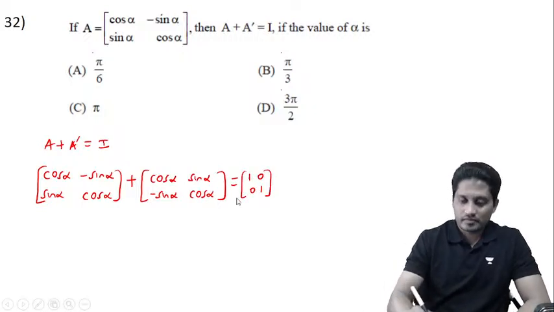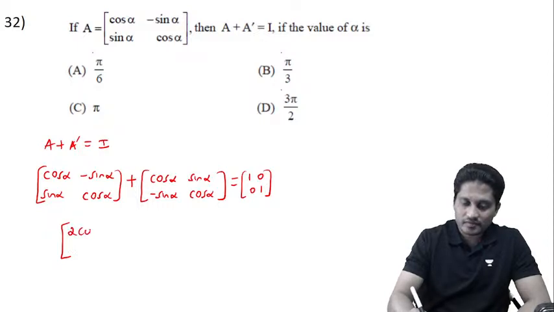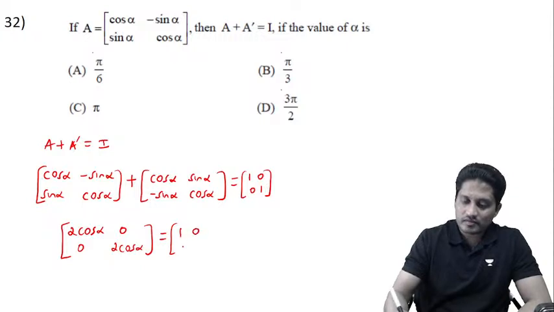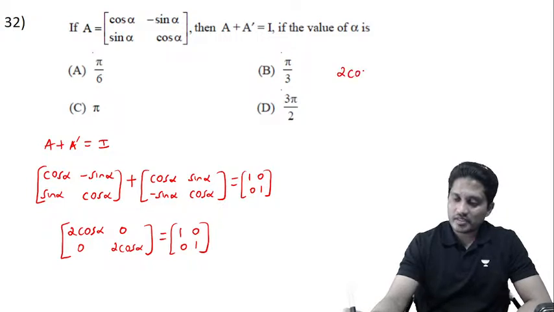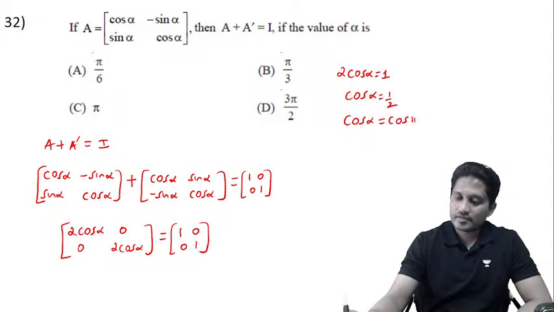If I equate them, you will get 2 cos alpha, 0, and then 2 cos alpha is equal to matrix 1 0 0 1. If I equate them, you will get 2 cos alpha is equal to 1. Okay, cos alpha is equal to 1 by 2. Cos alpha is equal to cos of pi by 3, because cos 60 is half. Now if I equate, alpha is equal to pi by 3. Answer is option B.